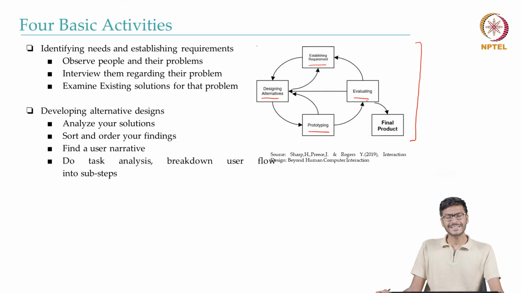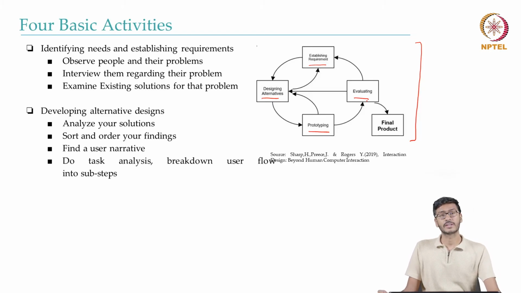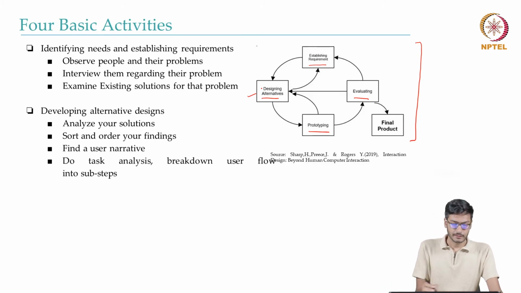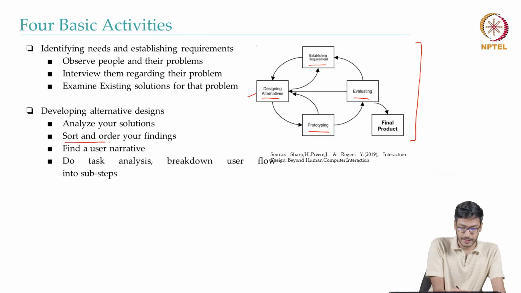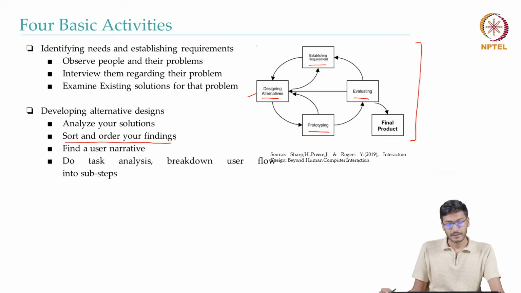In identifying needs and establishing requirements, we observe people and what issues they're facing. We interview them regarding their problems, and then we also examine some existing solutions of the problem. Developing alternative designs. Here's where we analyze our solutions. We sort and order our findings that we had achieved in our first phase. We find a user narrative, and then we do a task analysis, breaking down user flow into various substeps.